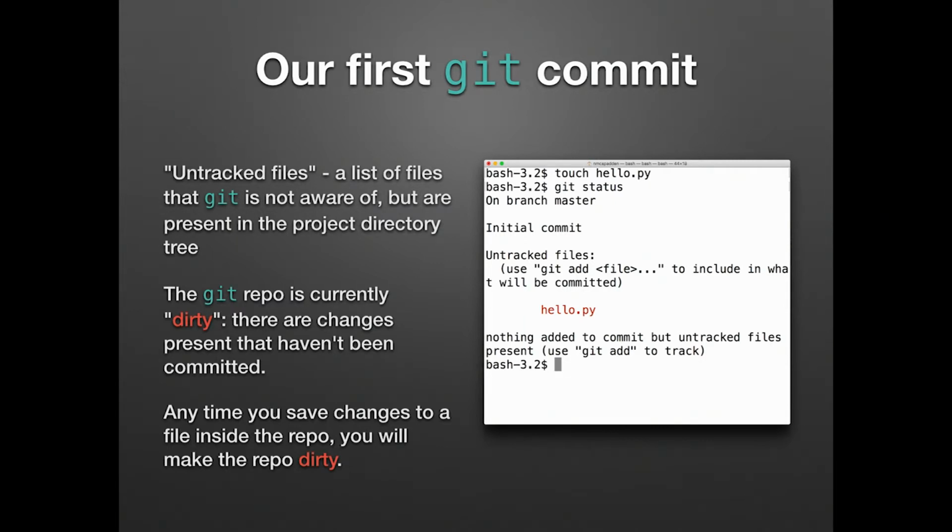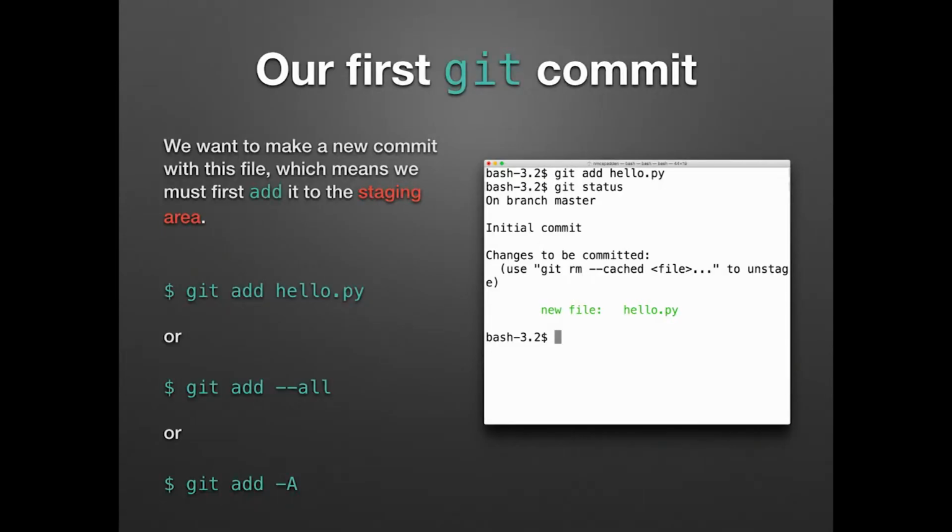Anytime you make changes to a file and you hit Command S, you've made the repo dirty, and you have to decide how to deal with it before you can continue. So we're going to make a new commit with this file, which means we first need to add it to the staging area. We have an untracked file we're adding to staging.